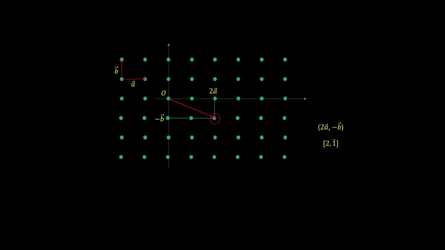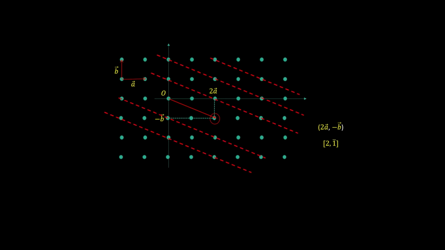These numbers are called the site indices, and this is usually written in the form 2 1-bar in square brackets. For a negative index, a minus sign is usually written above the index. Apart from this vector, a set of vectors parallel to this one can also be represented by the same indices.